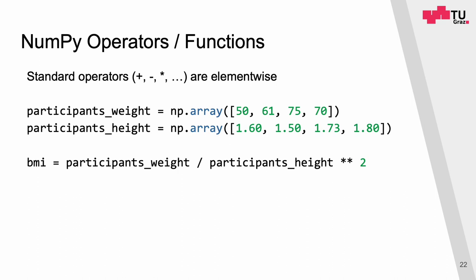And since those NumPy operators are element-wise, we do not need to write a for loop or something like that, where we divide each individual element with the corresponding value. So instead, we just need to write the element-wise division here.